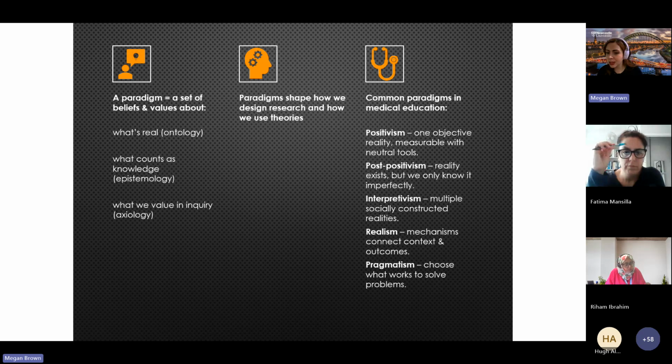We then have pragmatism, which again is quite a common approach in clinical education. I think a lot of us are pragmatic by nature. We're selected into these professions because we are pragmatic individuals. And that's about choosing what works to solve your problem. So you may cherry pick, actually. You don't have to strictly stay within the bounds of any one of these lenses. You just need to recognize what you're cherry picking from where and why.